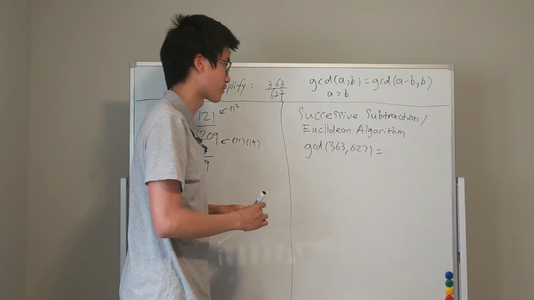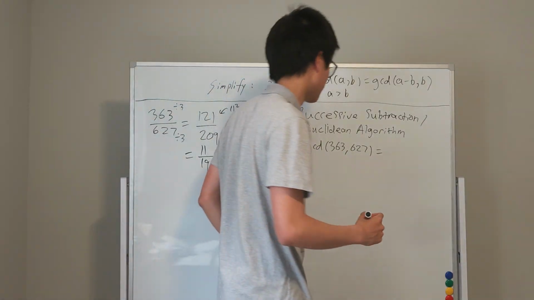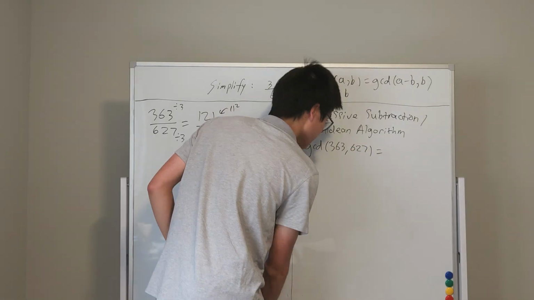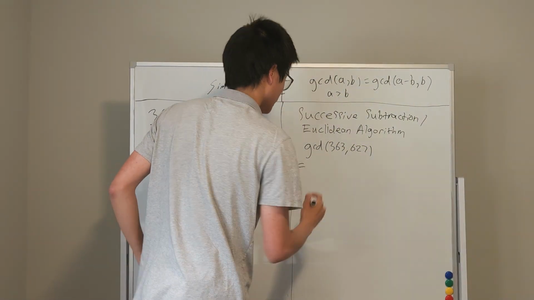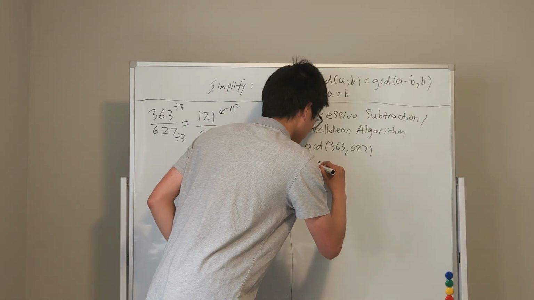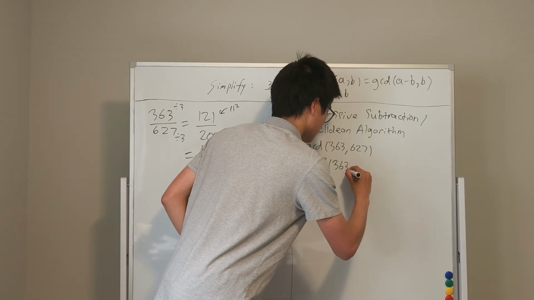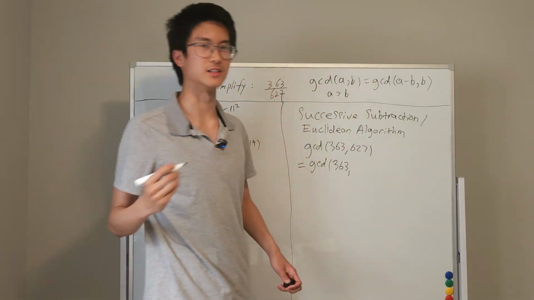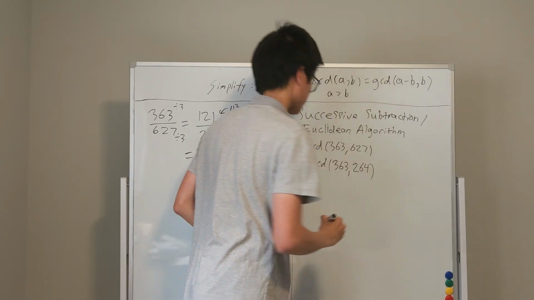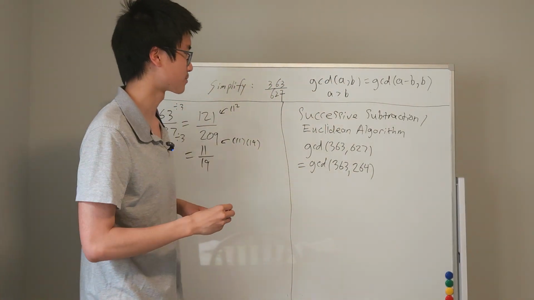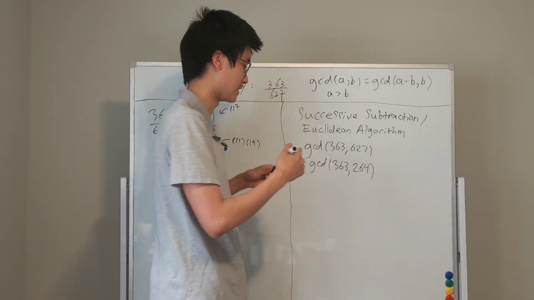So applying this algorithm right here, 627 is greater than 363. So we are going to do GCD(363, 627 minus 363). So that would be 264. Well, we still can't really tell what the GCD of this is. So we are going to repeat.